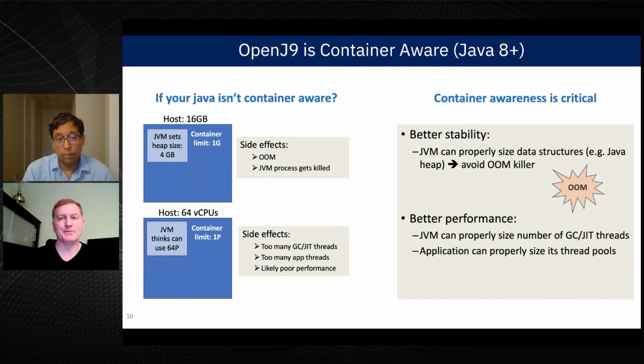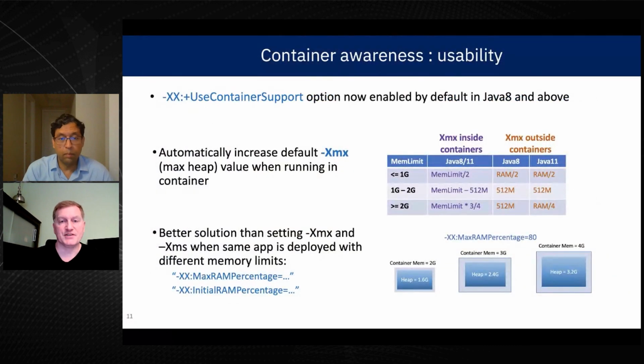And so OpenJ9, I'm happy to say, is aware of the limits in all of the active releases from Java 8+. It's active by default, in fact, now. So you don't even have to do anything to get access to this awareness. Now, there are a couple of usability things here. Some people, although I don't recommend it, run their Java applications inside a container without an Xmx, so not specifying what the maximum heap size is. They rely on the default heuristics that the JVM uses.